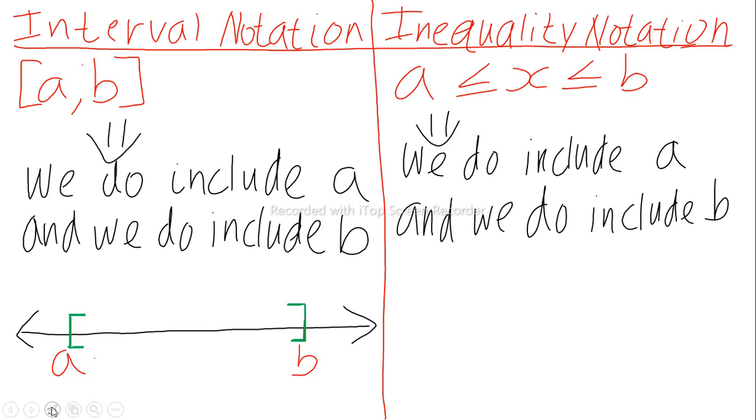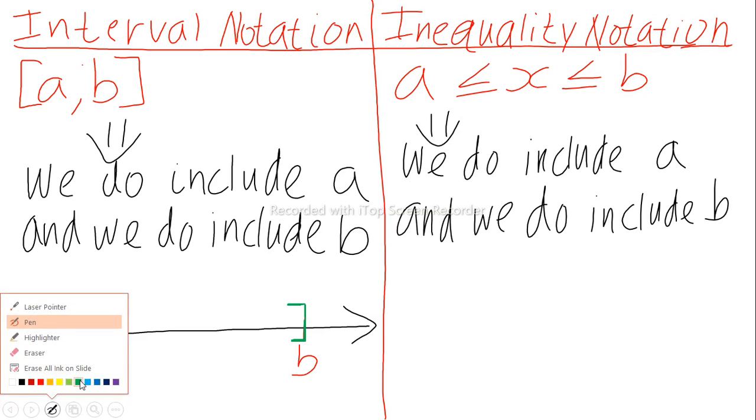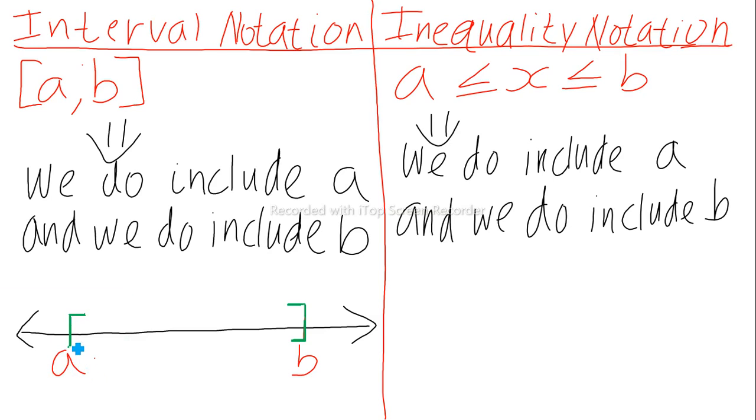So this set basically is referring to all the numbers that are in between A and B, but we also include the endpoints. We also include A and B themselves.